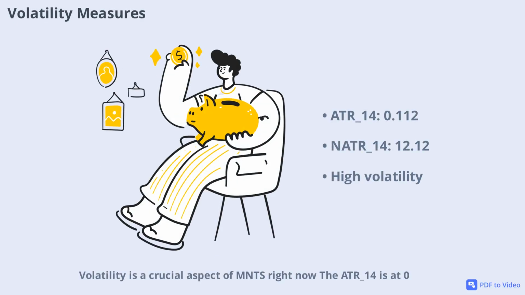Volatility is a crucial aspect of MNTS right now. The ATR14 is at 0.112 and the NATR14 at 12.12, both indicating heightened price swings. True volatility matches at 12.12 and the volatility breakout stands at 1.71. These numbers suggest that traders should be prepared for rapid price changes, which can present both opportunities and risks.